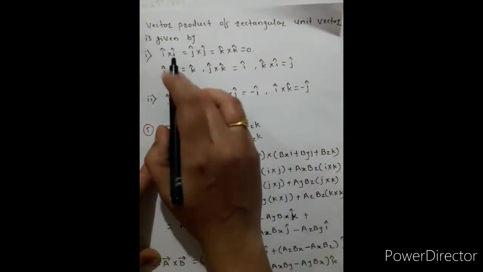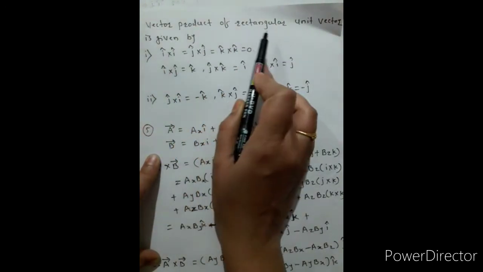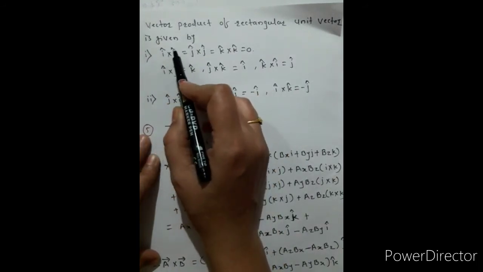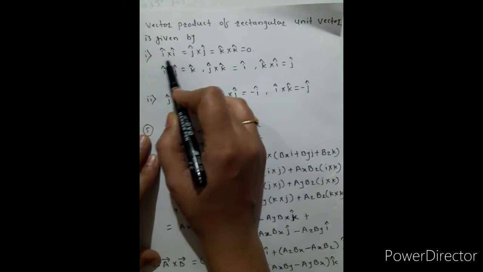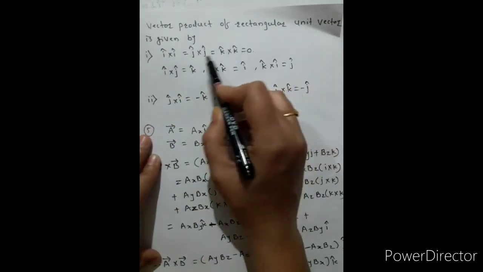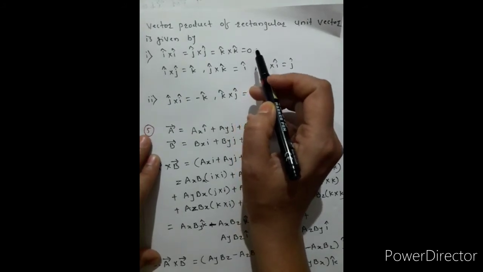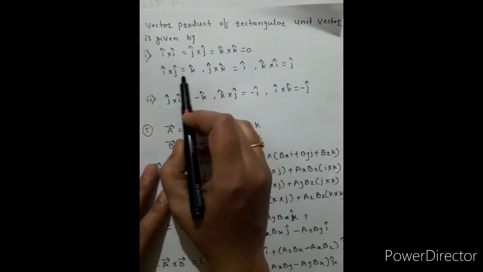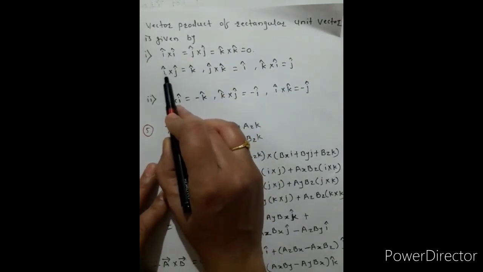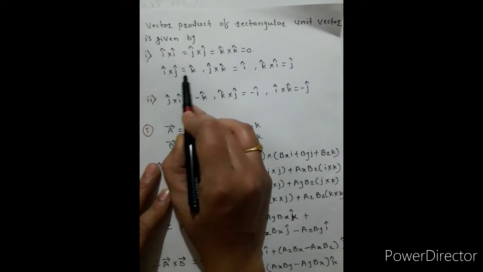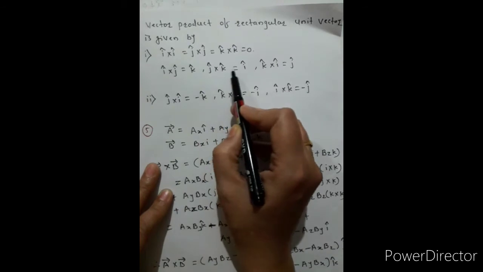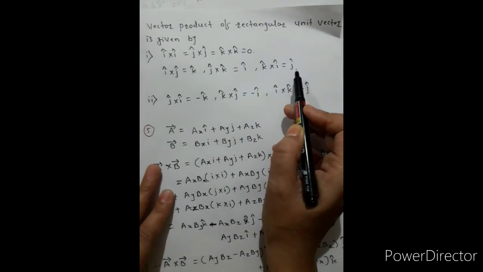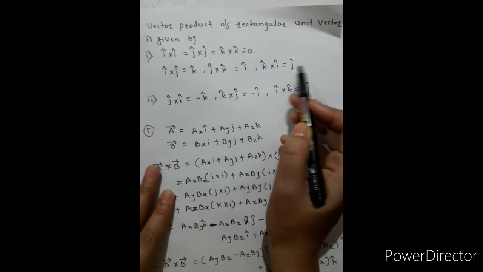Now one more thing is the vector product of rectangular unit vectors. The vector product of same base vectors or same unit vectors is equal to 0. And if the rotation is in the anti-clockwise direction, at that time the vector product I cross j is equal to k cap, j cross k is equal to I cap, and k cross I is equal to j cap.